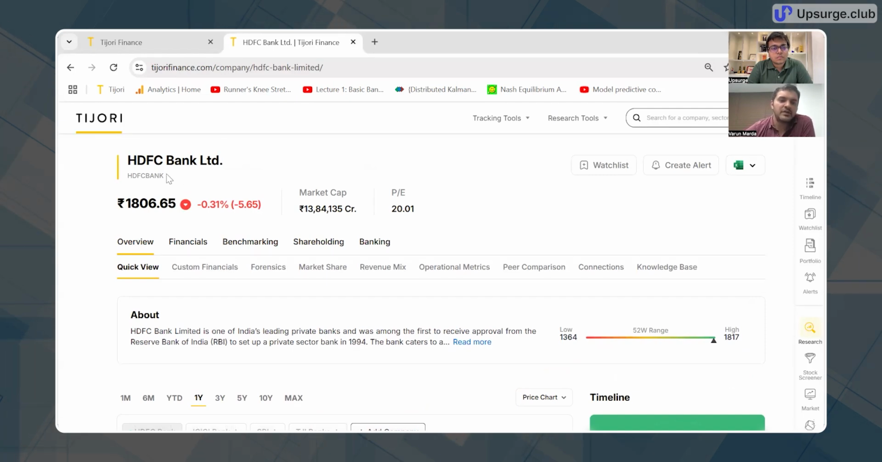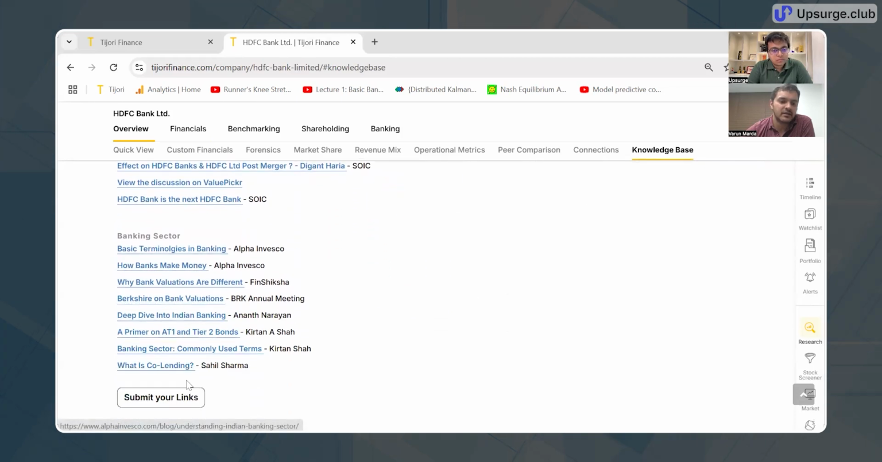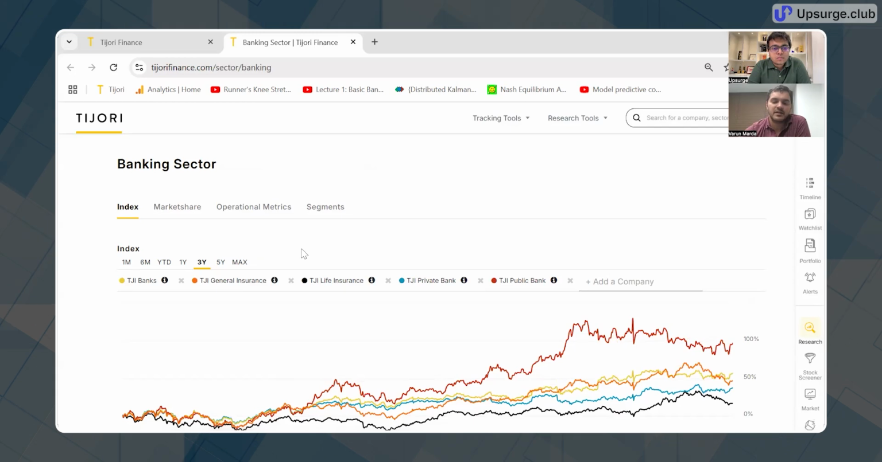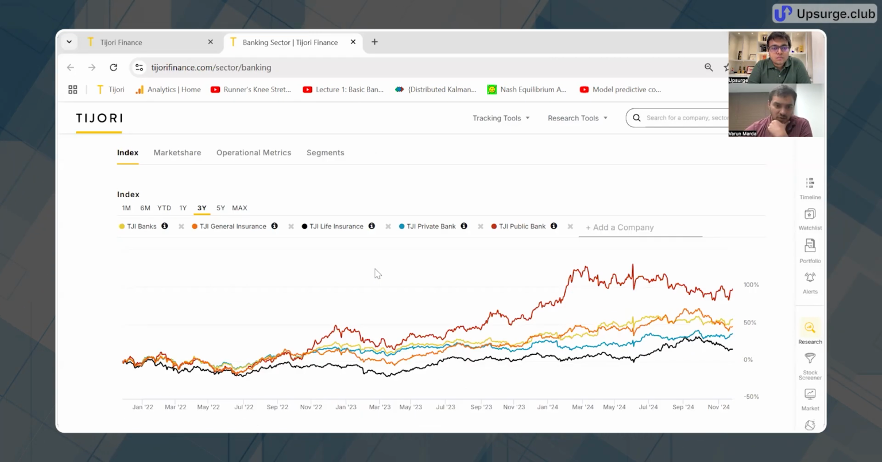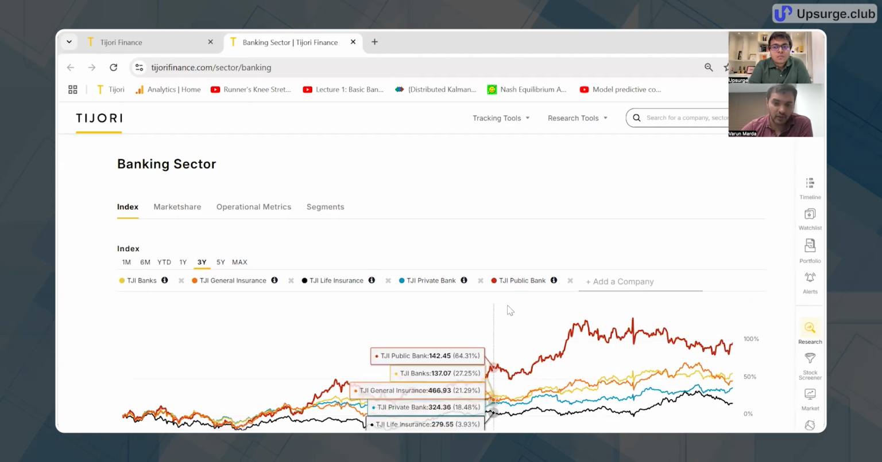So imagine you've done research on HDFC Bank, and you've also studied the sector, the banking sector, and looked at all these videos. You'll also want data on the sector that this company is in, which is banking. We also have sector screens apart from company screens.